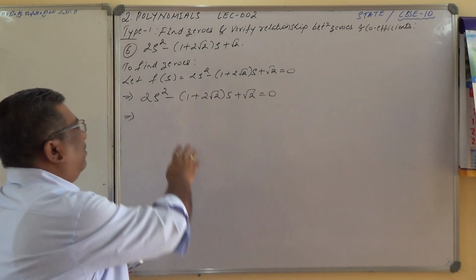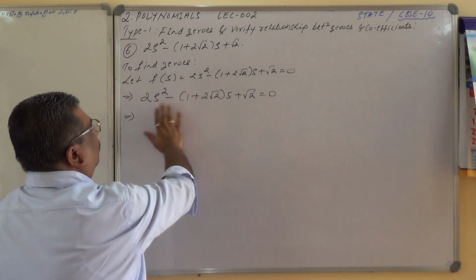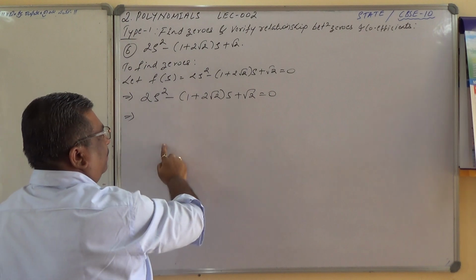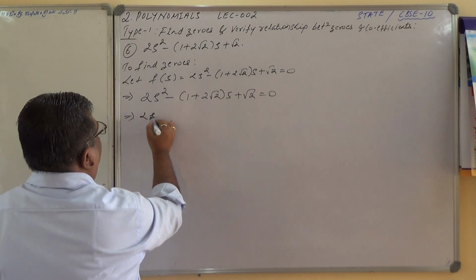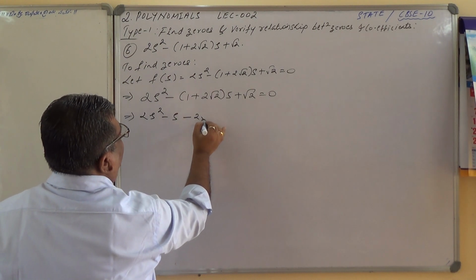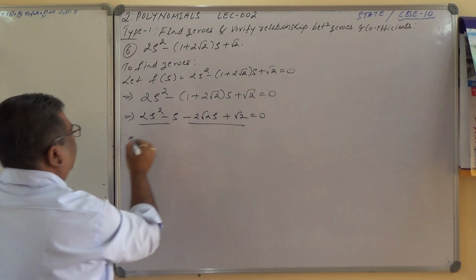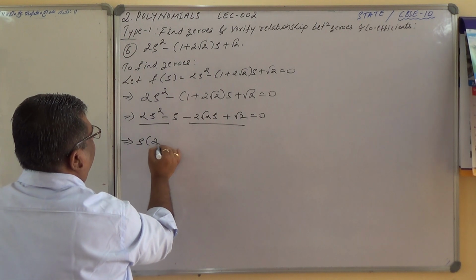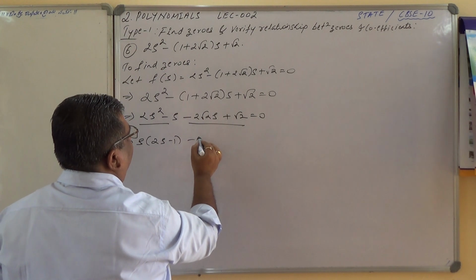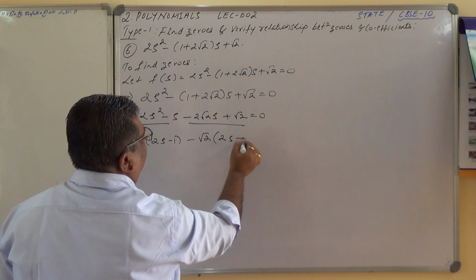Remember that here it is already split in terms of 2 terms, and I will be able to make up 4 terms by opening these brackets. Let's see. 2s square minus 1 times s minus 2 root 2 times s plus root 2 equals 0. Take common here, common here. What is common here? Yes, 2s minus 1. Here you take root 2 common, so root 2 times 2s minus 1.